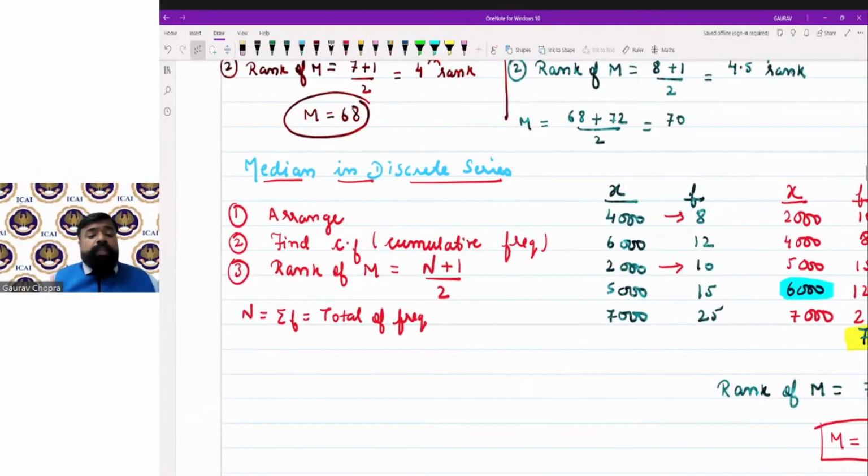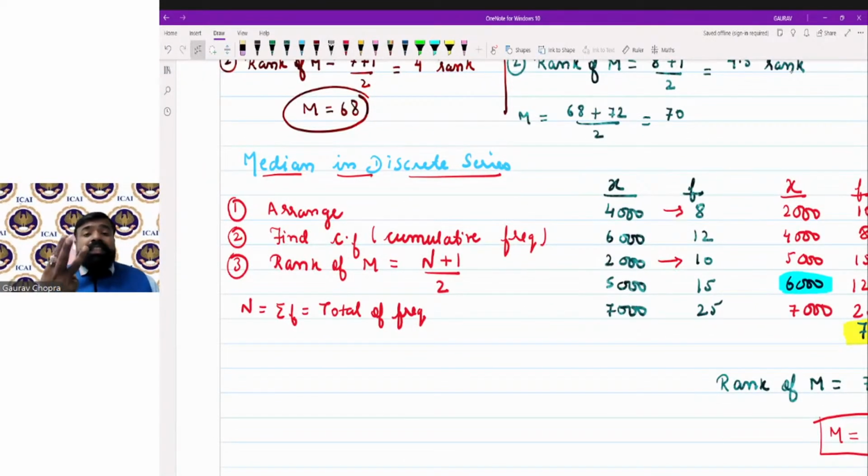So we were talking about median in discrete series. There are three steps to calculate the median in discrete series. First step is arrange the data according to x in ascending or descending order. Second step is to find the cumulative frequency, and third step is to find out the rank of median. So how to find the rank? It is n plus 1 divided by 2. So this is the rank of median.